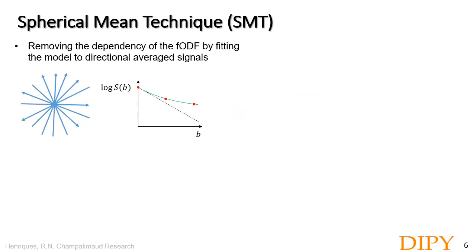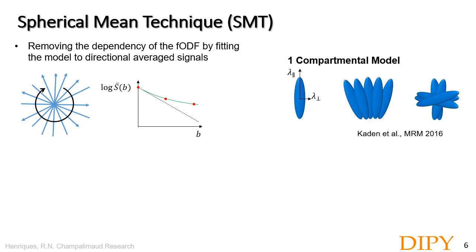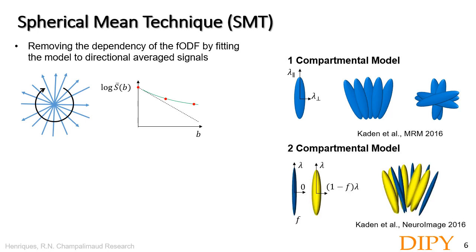Another set of clinically feasible models are the spherical mean techniques. As with the mean signal DKI that I presented yesterday, this model removes the dependency of the fODF by fitting models to the b-value dependency of signals averaged across directions. As an attempt to estimate anisotropy of compartments independent of dispersion, also known as microscopic anisotropy, a one-compartment SMT model was proposed, representing all tissue components by constant axial and radial diffusivities. This model was later expanded to an intra- and extracellular two-compartment model, with all diffusivities fixed to the intrinsic diffusivity, or lambda.